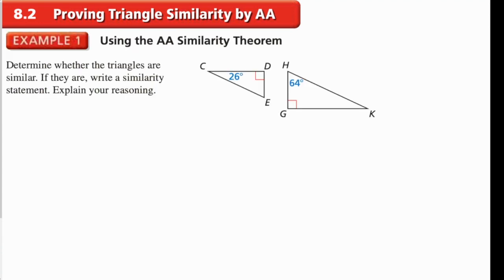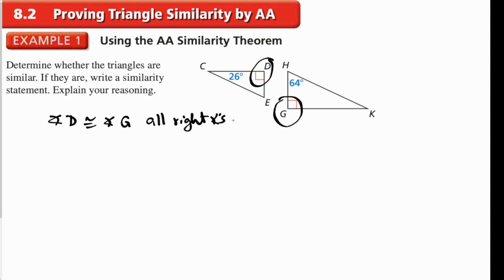So here in our first example, it says determine whether the triangles are similar. If they are similar, write a similarity statement, and we can explain our reasoning. Well, right away, we see that angle D is congruent to angle G because all right angles are congruent.